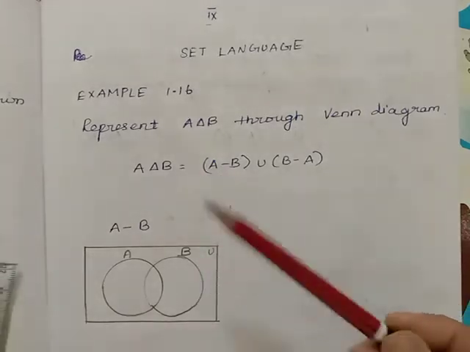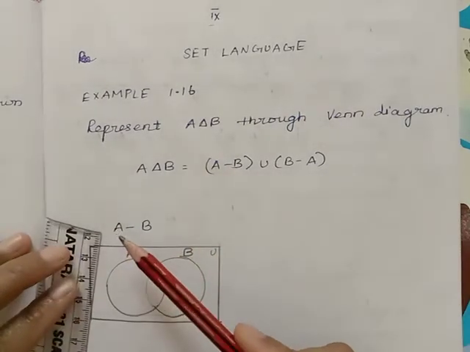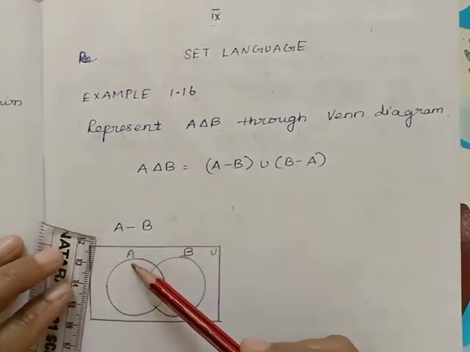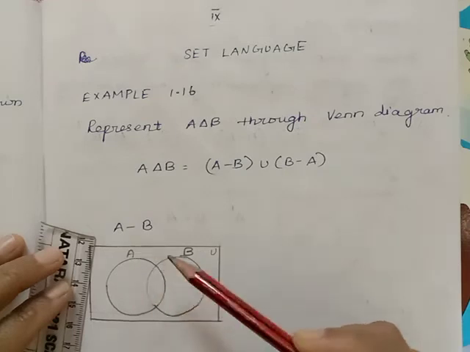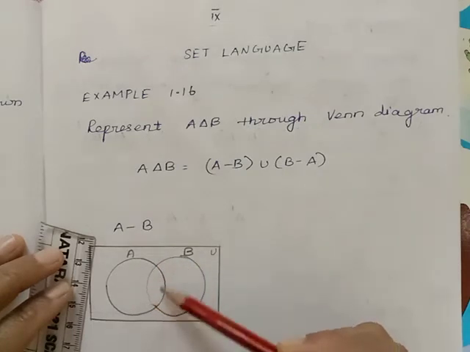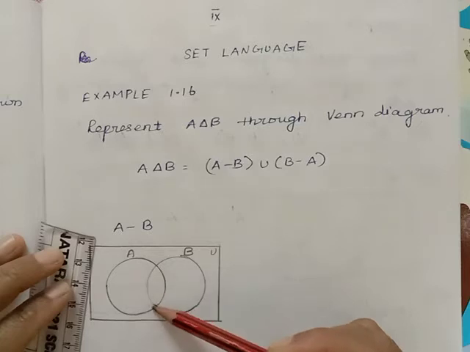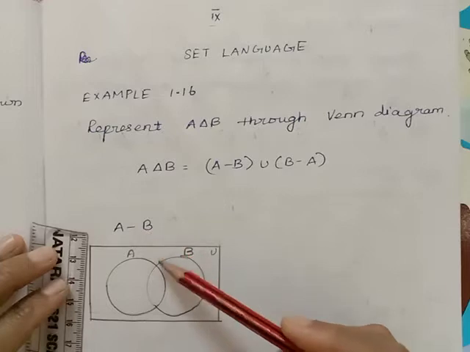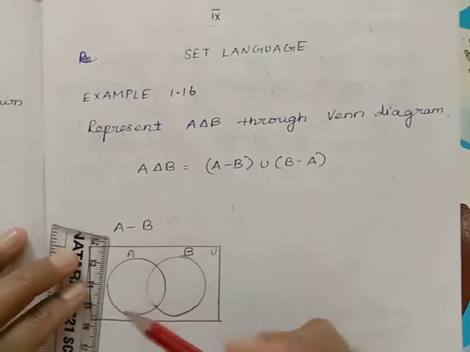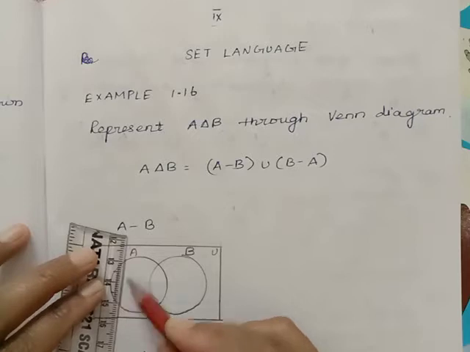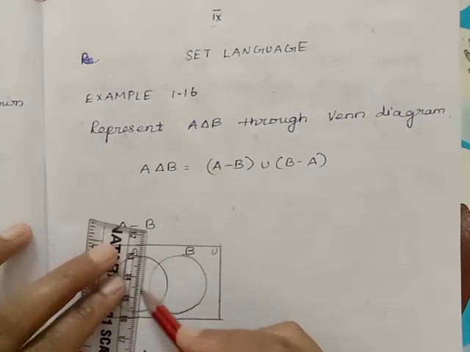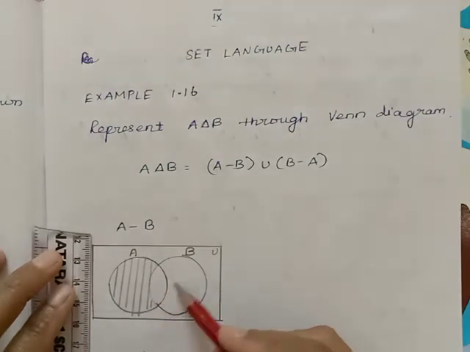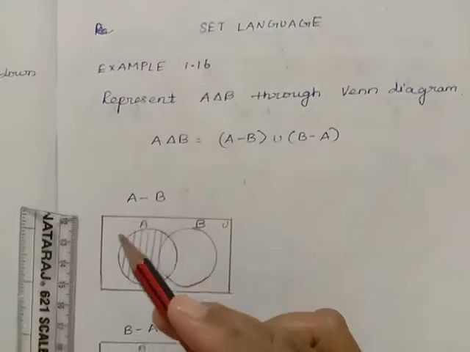What is meant by A minus B? A minus B means it should be present in A but it should not be there in B. So this circle represents A, but B is overlapped on A, so this portion also belongs to A. This portion we don't want. We want only the portion of A. So I'm going to cover only the portion of A, but not this portion, because it belongs even to B. So this is A minus B.